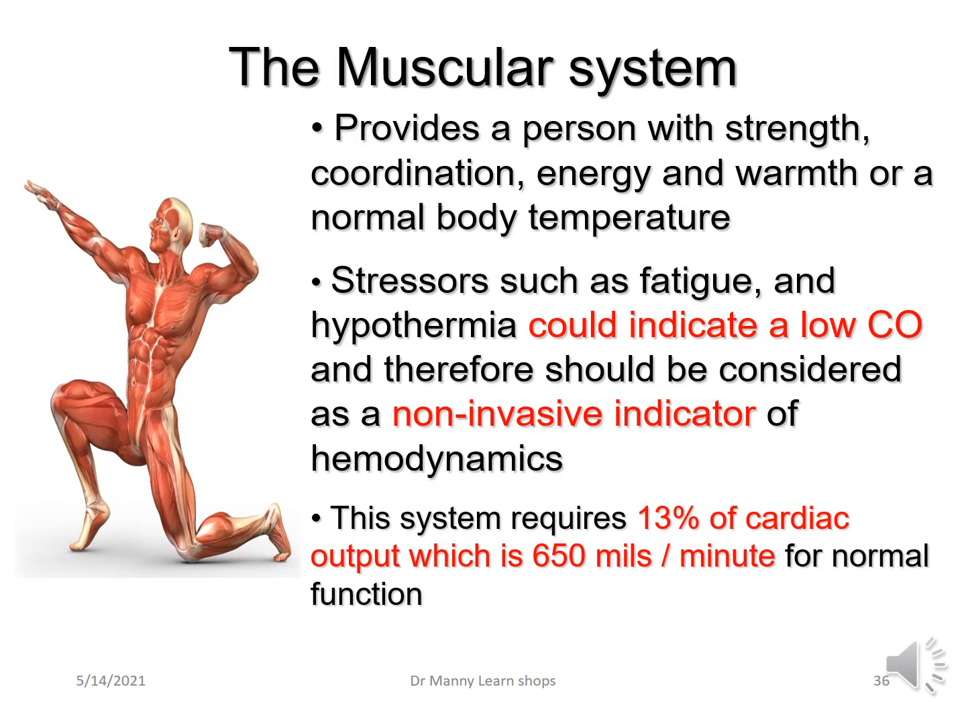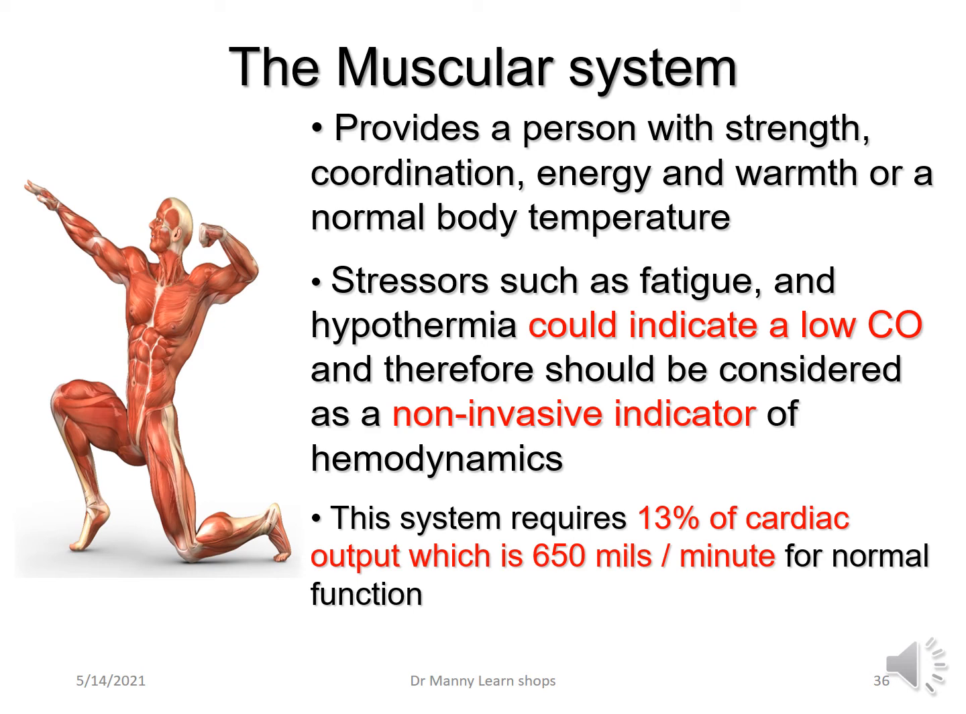The muscular system is a good indicator as well. The muscular system provides a person with strength, coordination, energy and warmth, and a normal body temperature, because the muscular system is responsible for generating heat. Stresses such as fatigue and hypothermia could indicate that you have a low cardiac output, and therefore should be considered as a non-invasive indicator of hemodynamics.